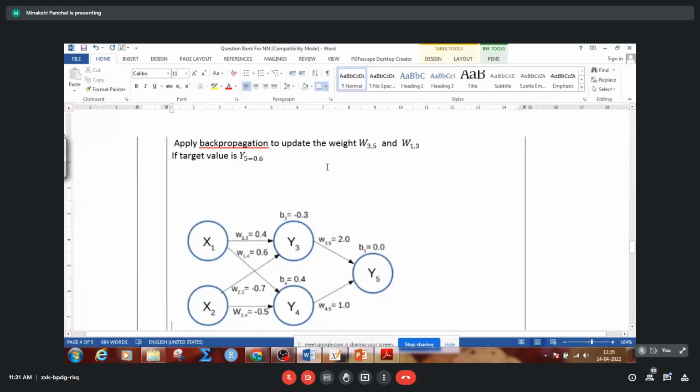Now, next to this is this question: apply back propagation to update the weights W35, this weight, and W13, this weight. So in one layer I am updating one weight and in the other layer I am updating one more weight. So we have to update both weights. If you are observing, its target value is 0.6, meaning what is given? Feed forward has been applied and given to you. So please everyone try to understand. A question of 7 marks.